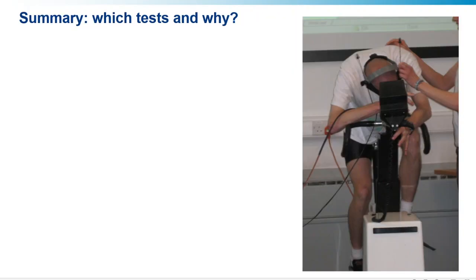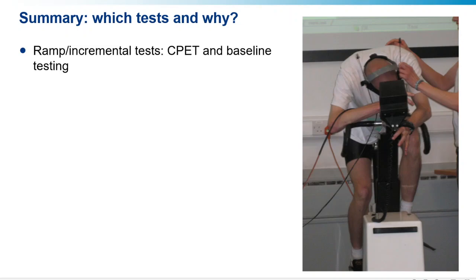So, where does this leave us? Which tests should we use and why should we use them? Well, for ramp and incremental exercise tests, for cardiopulmonary exercise testing, and for baseline testing in all sorts of experimental trials, they're absolutely essential so that you can establish the parameters of the aerobic system for subsequent use in other tests.